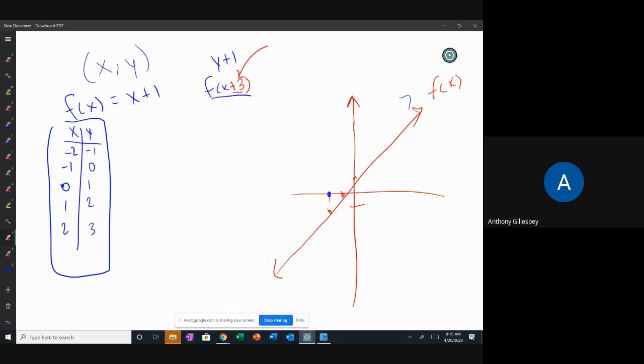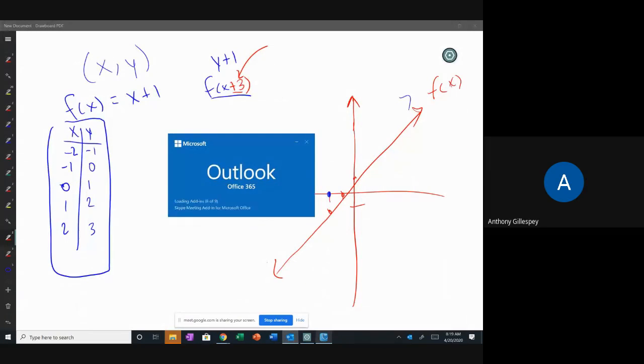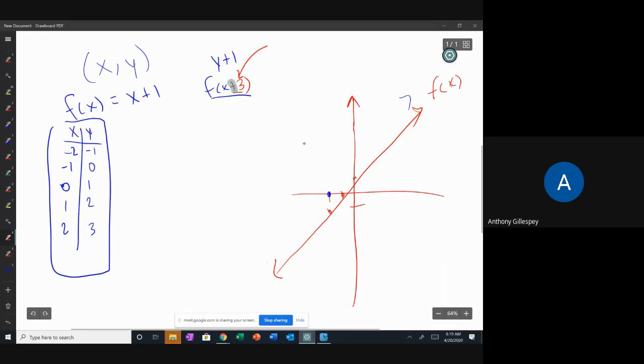Oh, yeah, look. Oh, I was doing f of x minus 3. No wonder. Let me do this. All right, so I was doing f of x minus 3. All right. So my brain would look at this and say, ooh, and I did.